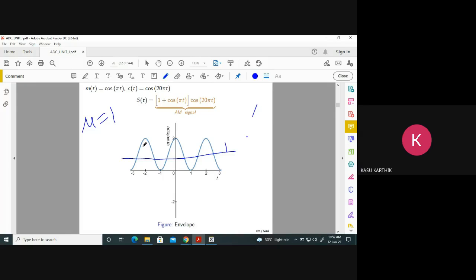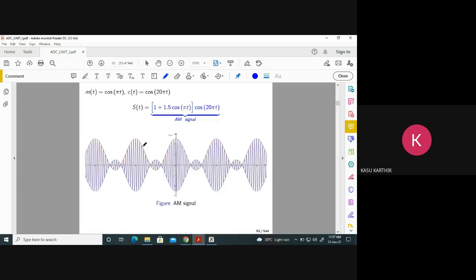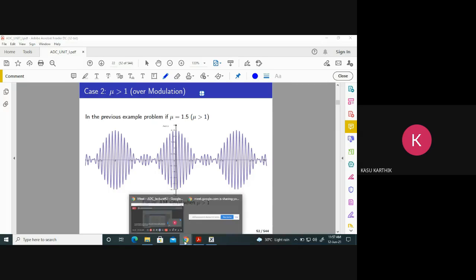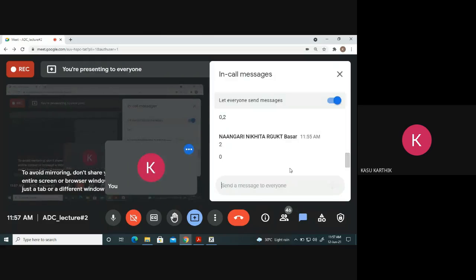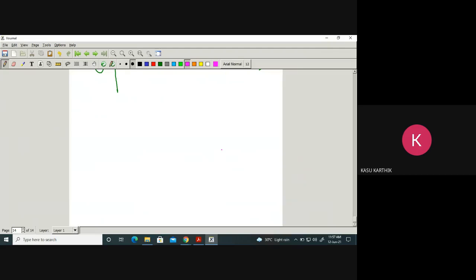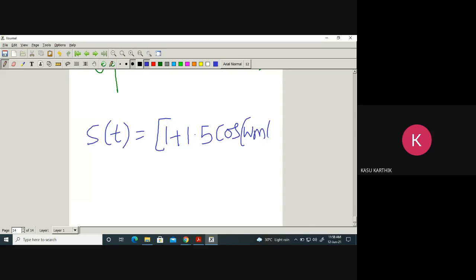Okay, now when mu is more than 1, what happens? Case 2. It is called over modulation. Okay, what happens if mu is more than 1? So let us take mu equal to 1.5. So let me write fast. Okay, S of t equal to, I am not writing A_C, 1 plus 1.5 cos omega mt into cos omega ct.